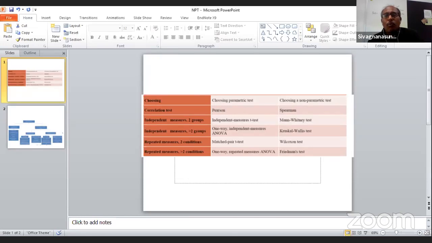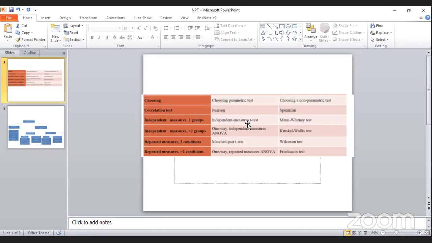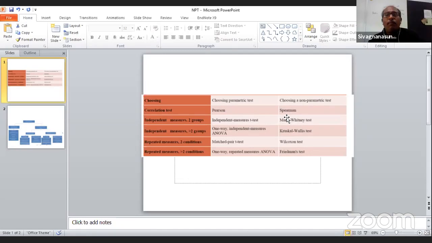That's it, sir, from my side. So what have we seen? Mann-Whitney, Kruskal-Wallis, Wilcoxon, and Friedman. I have given you what each is equivalent to under parametric. These are all non-parametric tests, and they are all equivalent to the tests carried out under parametric. With this, I would like to conclude. If there are any questions, I can take them up.